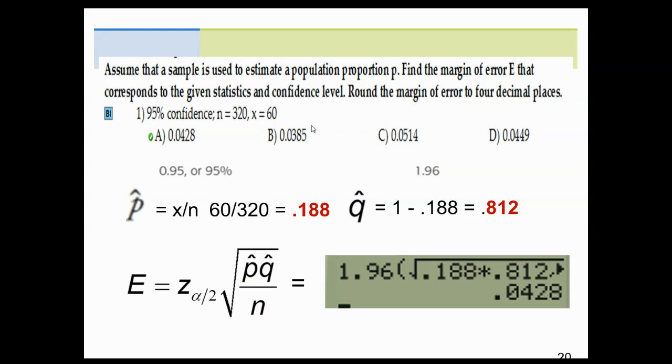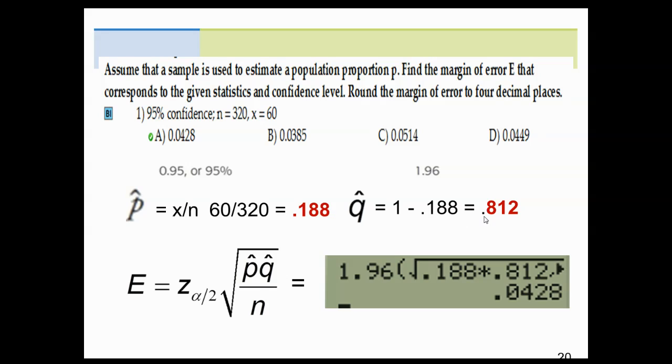All right, so number 1, he says, find a margin of error that corresponds to these given stats. We want to be 95% confident, and my n value is 320. My x value is 60. He's not telling me what p hat is, so I have to solve for it. P hat is the number of successes over the total, so it's 60 divided by 320, my x value divided by n. I would strongly advise making this correct to at least 3 decimal places. So doing the division, p hat comes out to be 0.188. Therefore, q hat is 1 minus that, or 0.812.